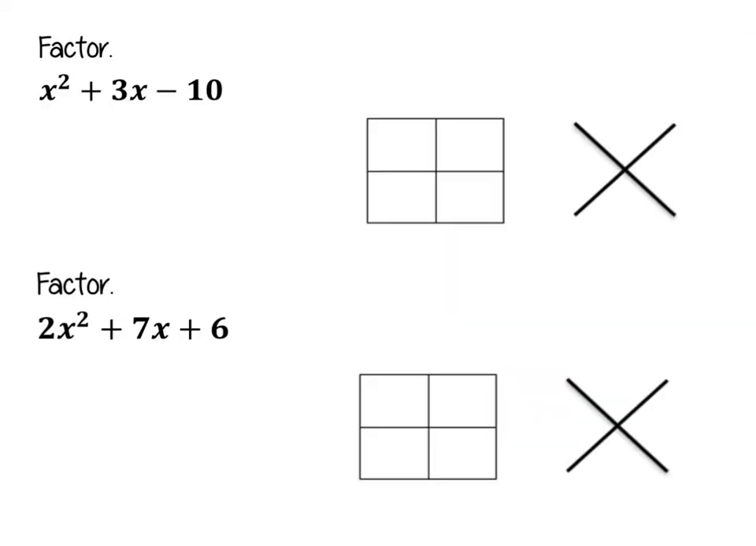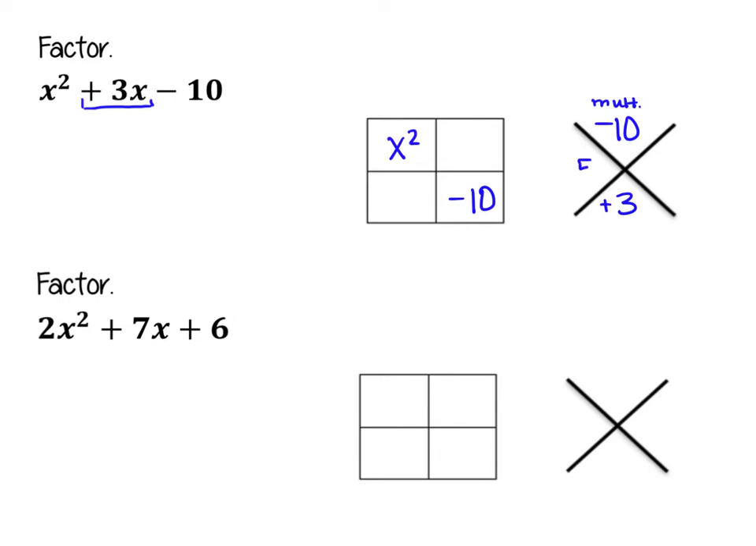So in our first example, I'm going to go ahead and put my x squared in my first box, my -10 in my second box. When I multiply those together, I get -10x squared. So -10 is what I want to multiply to. And I also know that the other two boxes need to add up to +3, right? So what two numbers multiply to -10 but add up to 3?